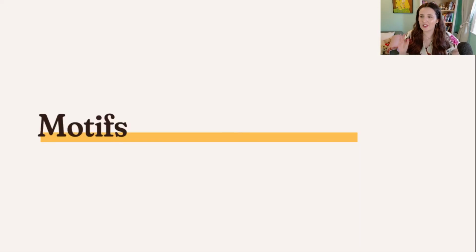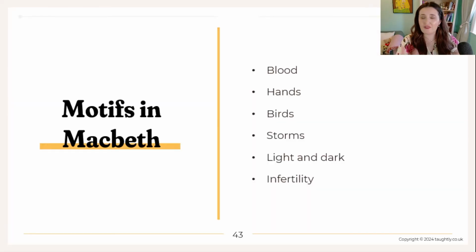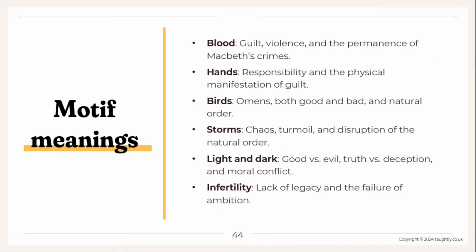Now we're going to analyse some motifs that we see within Macbeth. A motif, by the way, is just a repeated symbol that we often see throughout the play. So the motifs that we will analyse will be blood, hands, birds, storms, light and dark, and infertility, meaning being unable to have children. If you want this for your notes, you can just screenshot here. Here's the too long didn't read of what all of these motifs mean.